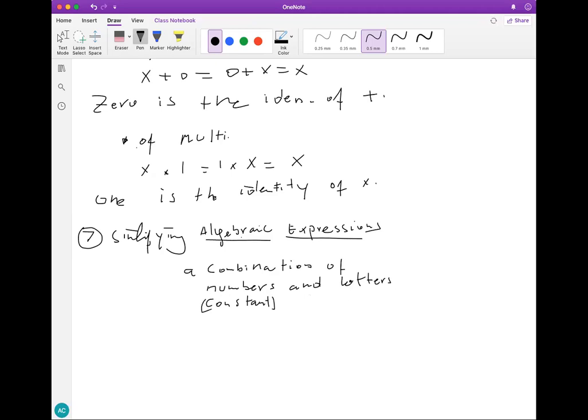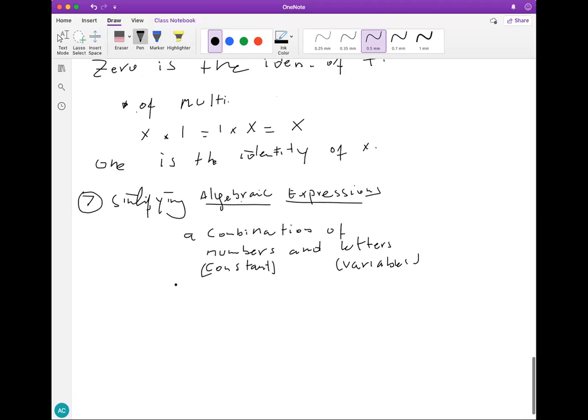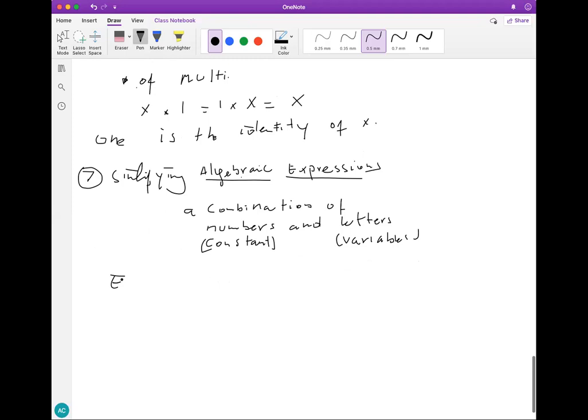What's another name for letters again? Variables. That's all an algebraic expression is, just when you combine numbers and letters. Examples.